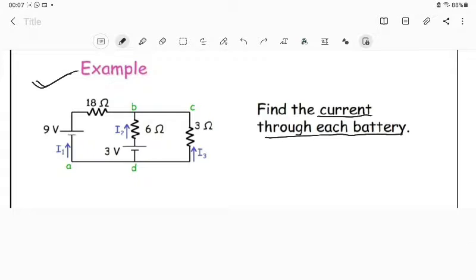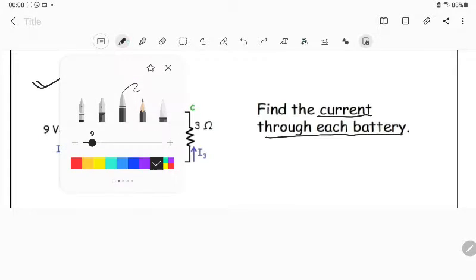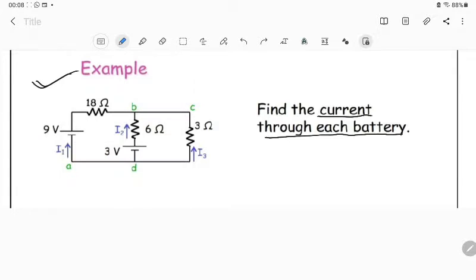Now see here, the current direction is already given in the question. If the current direction is not given, then you have to assume the current direction. Now, here this is the I1 current. So I1 current is flowing in this direction.